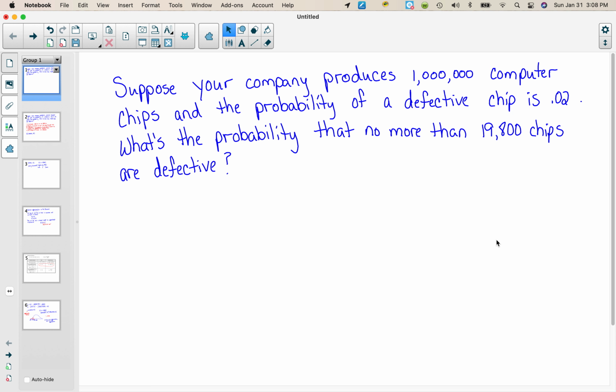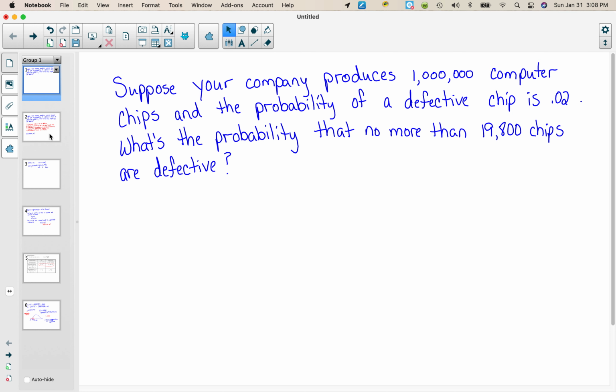Suppose that your company, and this kind of goes along with the theme we've been going with, produces 1 million computer chips, and the probability of a defective chip is 0.02. What's the probability that no more than 19,800 chips are defective? So notice all of a sudden I've got some really large numbers.